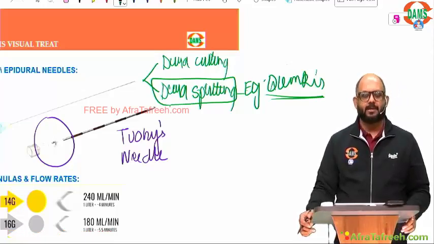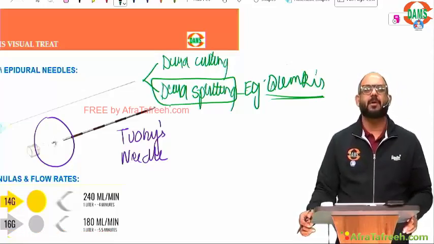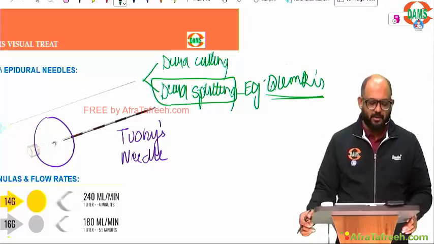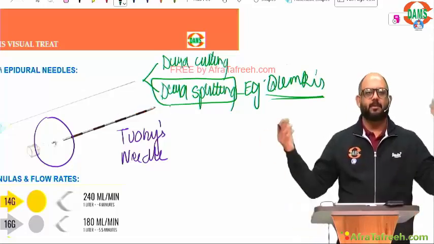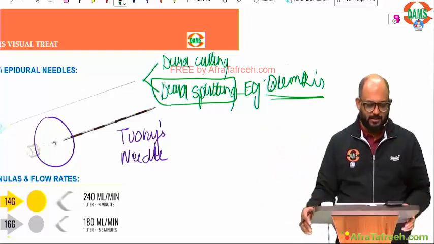Okay. Quincase needle. There is nothing called modified Sellick maneuver. There is only one maneuver called Sellick maneuver. And what do you want me to explain in circuits? We have discussed everything in circuits, right? Everything is given to you.